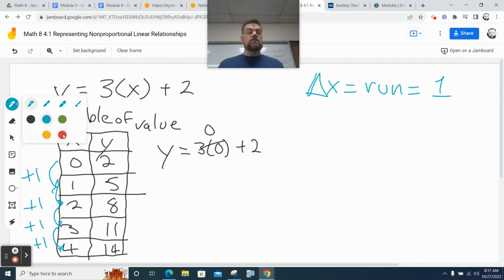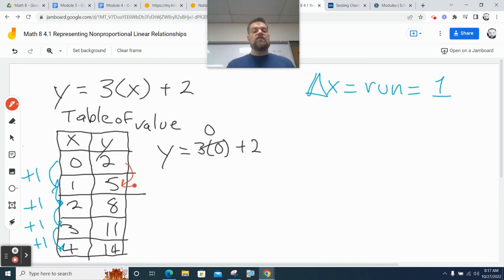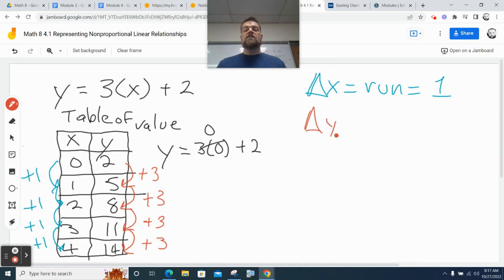Now over here, to go from 2 to 5, what did I do? Add 3. To go from 5 to 8, what did I do? Add 3. What am I doing every time? What do you think we call this? Delta y. It's the change in y, which is also known as what? Rise.